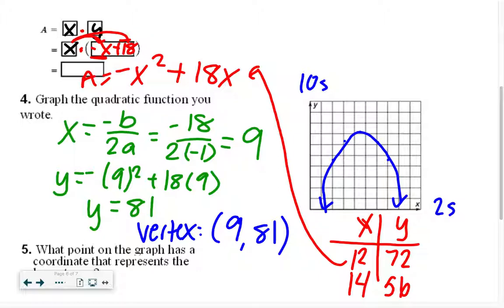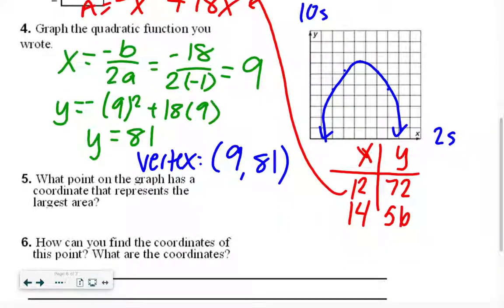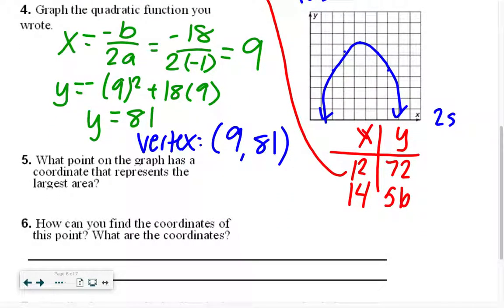Okay. Everybody have it graphed? Part 5 says, what point on the graph has a corner that represents the largest area? So largest is like max, right? What's the max of the graph? 9, 81. Our vertex, right? Vertexes always represent min or max. Okay, how can you find the coordinates of this point? Oh, we already did that. 9, 81. I feel like we don't need to write it again.